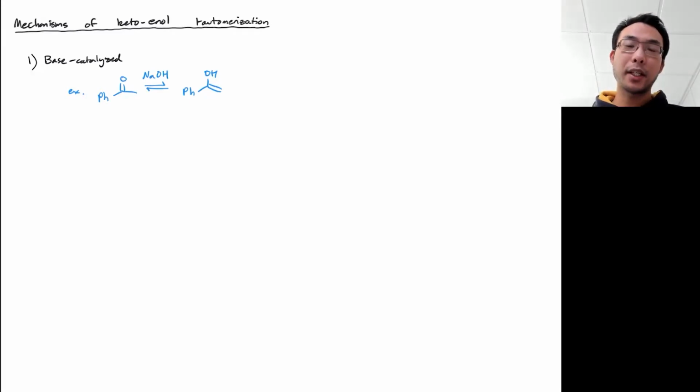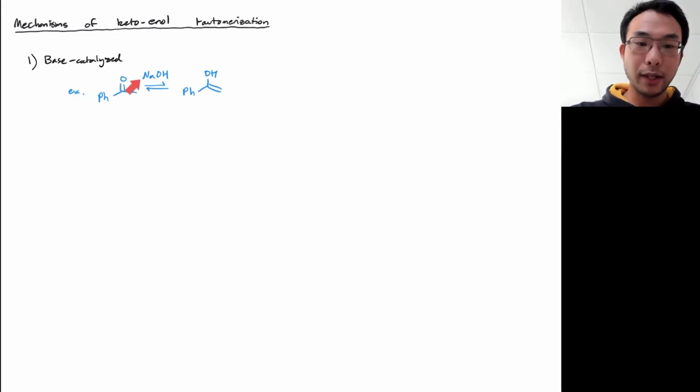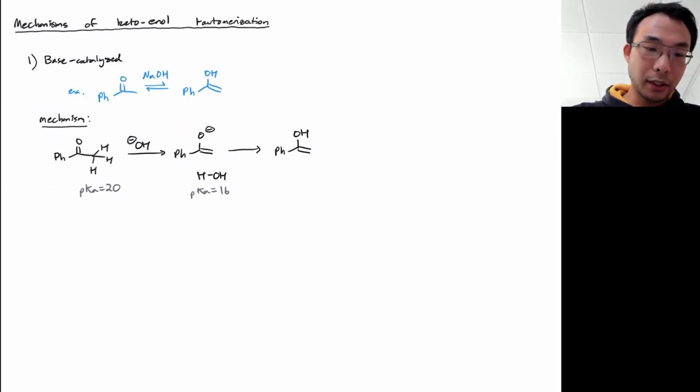Keto enol tautomerization takes place through two different types of mechanisms. The first of these is base catalyzed. And so, for example, if I take this ketone right here and have some sodium hydroxide reacting with it, then I will kind of enable this equilibrium process. The mechanism looks like so.